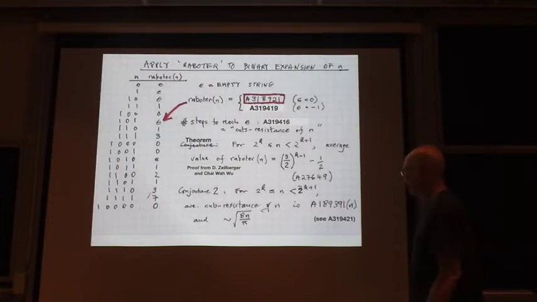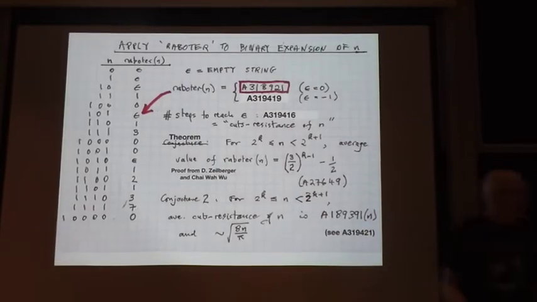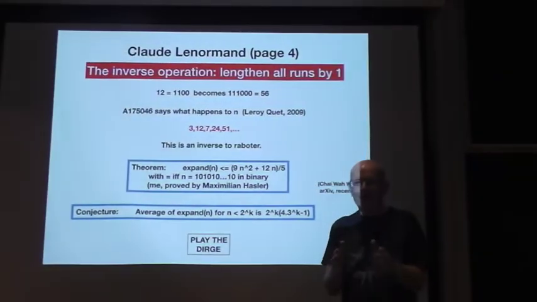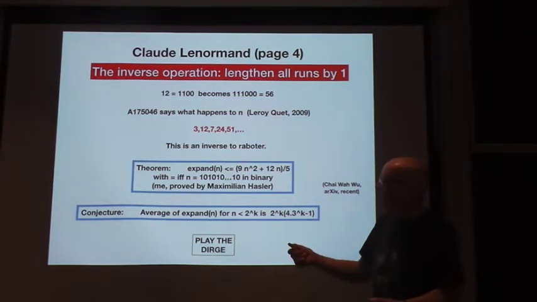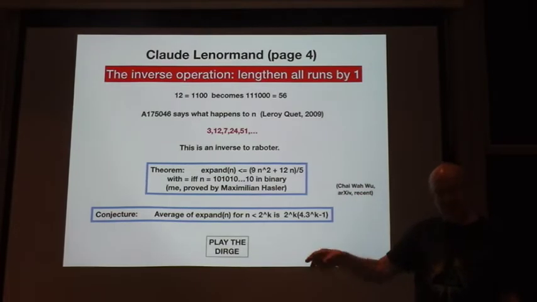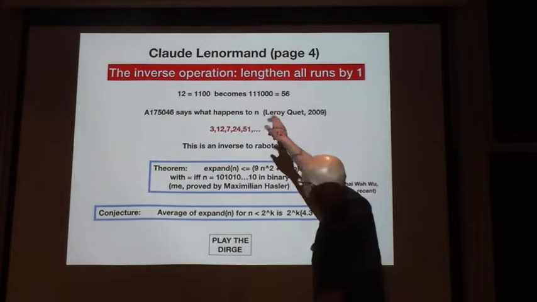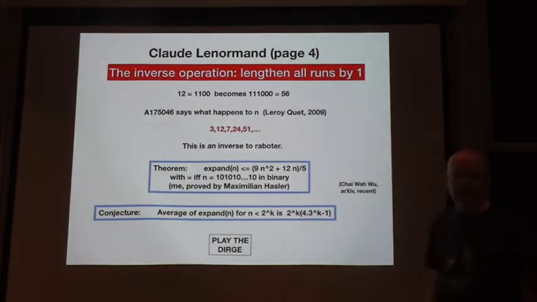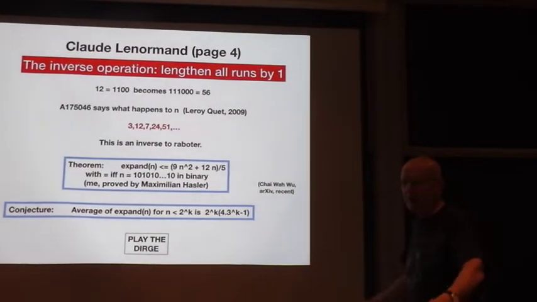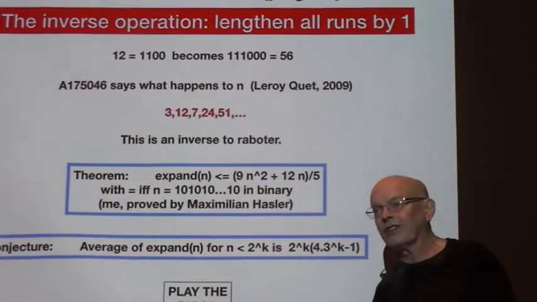So that's the raboter transform. And there's the inverse transform. What if you blow up all the runs? Expand all the runs by one term. So instead of 1, 1, 0, 0, it would become 1, 1, 1, 0, 0, 0. So it's the inverse transform. It's a left or a right inverse or something. If you first apply this, and then raboter it, you get back to where you started.